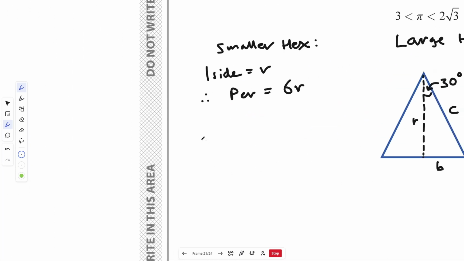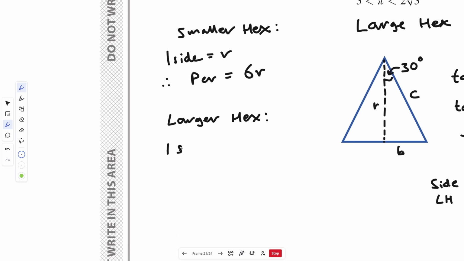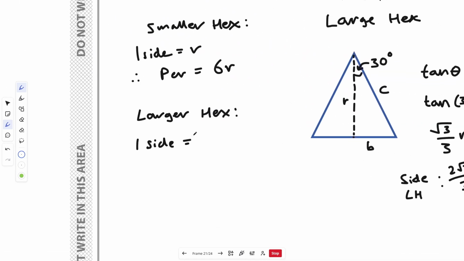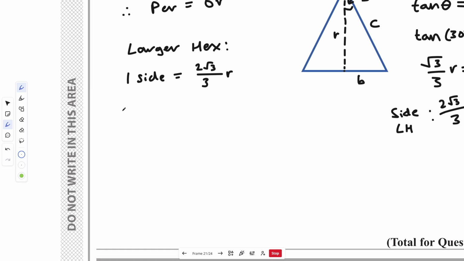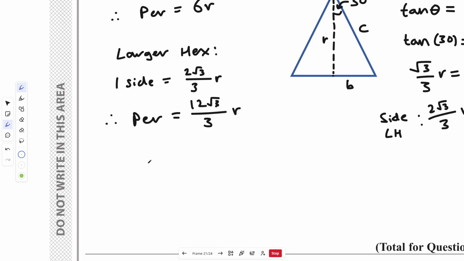So let's come back here. So larger hexagon, and we can say one side is equal to 2 root 3 over 3R. Therefore, the perimeter is going to be equal to 12 root 3 over 3R. Or in other words, now you can just simplify, divide 12 through by 3, and that gives you 4 root 3R.